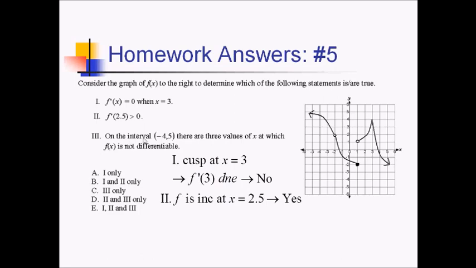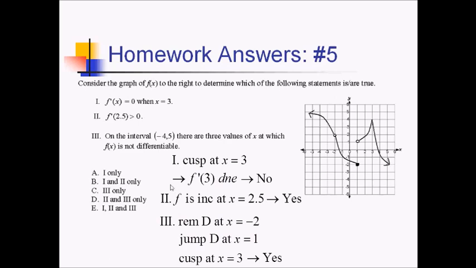Okay, for option 3, on the interval from negative 4 to 5, so that's from here all the way over to here, there are three values of x at which f of x is not differentiable. Well, let's mark off the different non-differentiable spots and see what we can figure out here. So at x equals negative 2, we have a removable discontinuity. And at x equals 1, this is a jump discontinuity. And at x equals 3, we actually talked about this earlier. This was our cusp, where it's continuous but not differentiable. So that's actually three spots that are non-differentiable, which is what they said here. So that's a yes. So it looks like options 2 and 3 are what we want here. So that would be choice D.